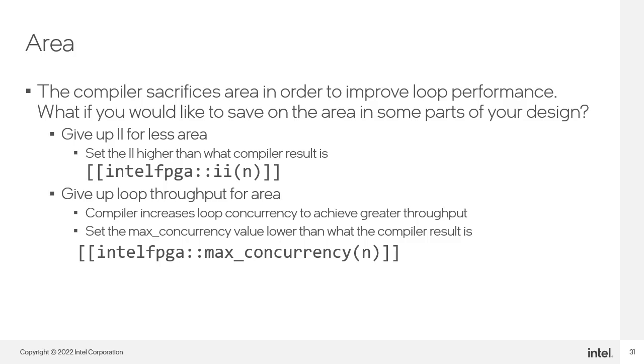Normally, the compiler will sacrifice area for a low II, implying that you have taken much area to accomplish that II. If you would rather have area available, you can use the attribute as shown, Intel FPGA II in bracket N to give up II, setting N to a value higher than the initial report showed. Also, you can have concurrent operations going on to keep the pipeline fed with data constantly. If you want to suppress that behavior and are not interested in the performance of that loop, you can use the attribute for maximum concurrency, Intel FPGA max_concurrency in bracket N to achieve a smaller area.